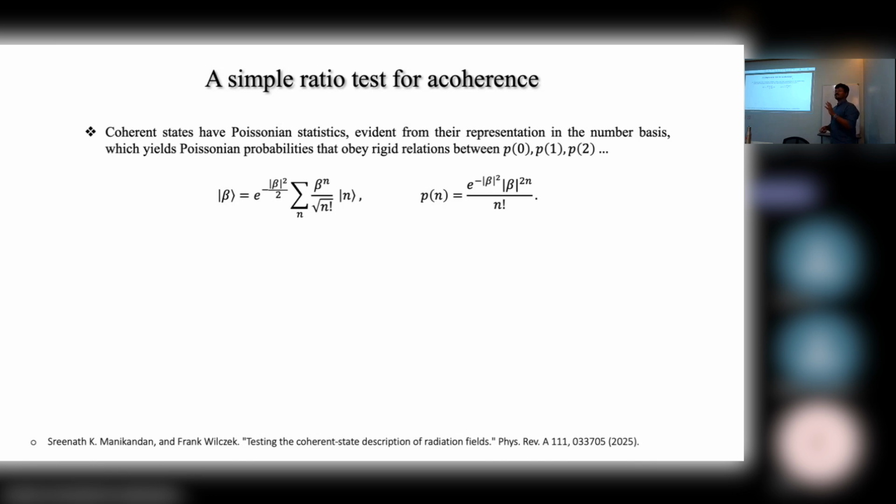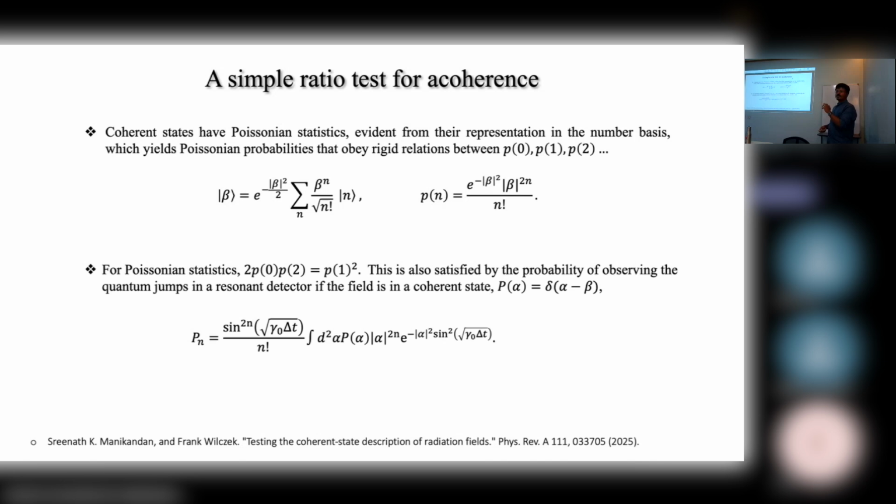The question is, can we still say something about the quantum state of the radiation field with such very bad or weakly coupled detectors? What is interesting is that coherent states, for example, have Poissonian counting statistics. This Poissonian statistics actually obeys rigid relations between the probability of seeing no click, zero occupation, one occupation, and two occupation.